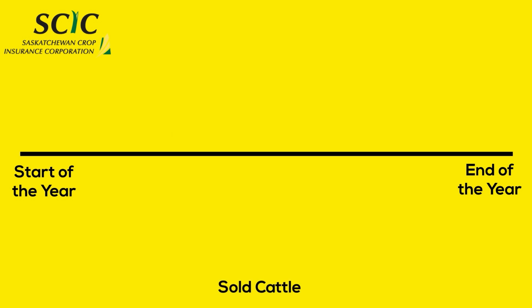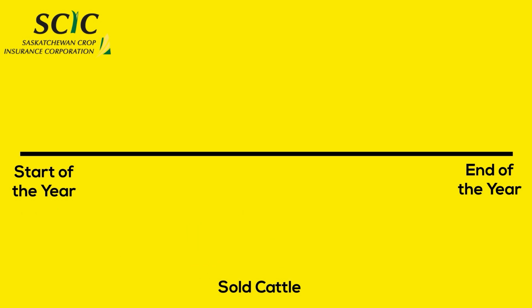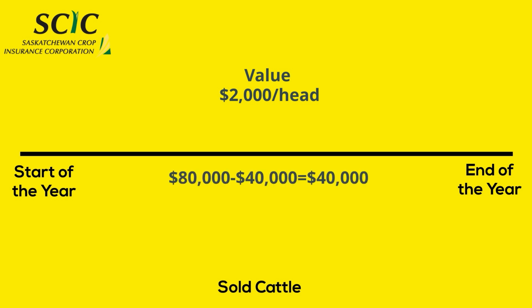When we look at the livestock inventory, we are looking at 2 things: the change in herd size and the change in animal value. In this example, if you had 40 cows at the beginning of the year, sold 20 cows, and ended the year with only 20 cows, we would use the end-of-year value to determine the reduction in inventory. If the cows were worth $2,000 a head, we would value your beginning inventory at $80,000 and your ending inventory at $40,000, resulting in a program year margin reduction of $40,000.